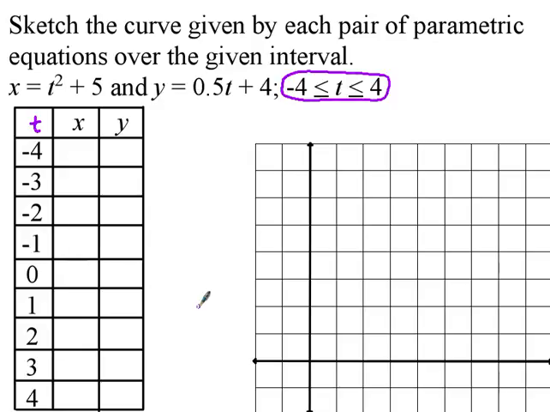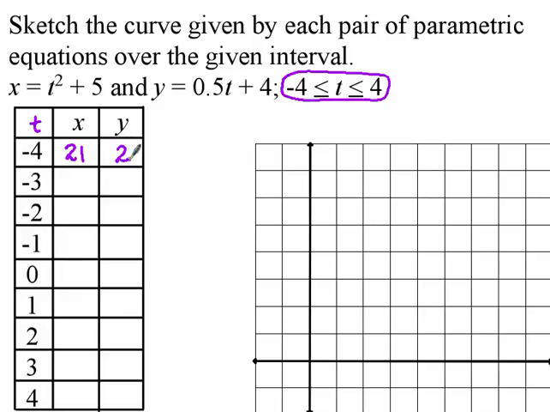Okay. So I'm going to sub -4 into the x equation. So if you sub -4 into the x equation, what do you get? 21. If you sub -4 into the y equation, what do you get? Try again. Into the y equation? Oh, the y. Close. No, it's -2 plus 4, so that should be +2.